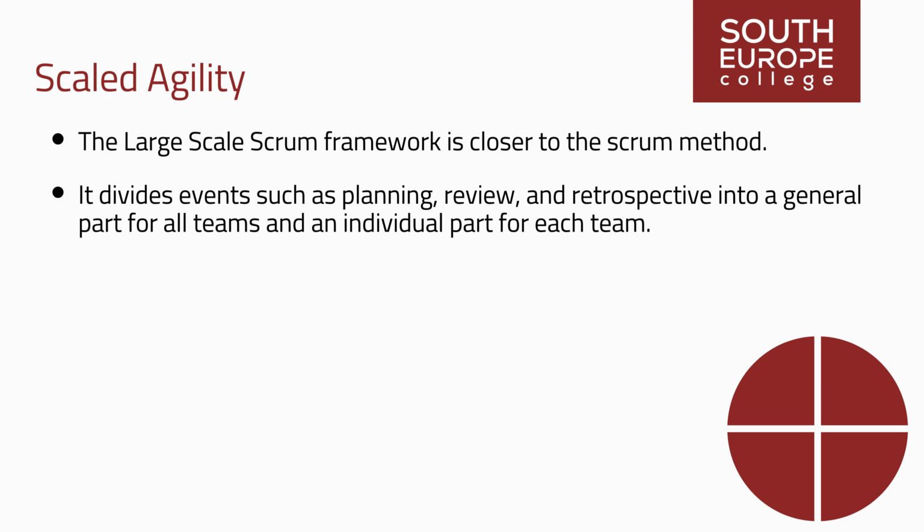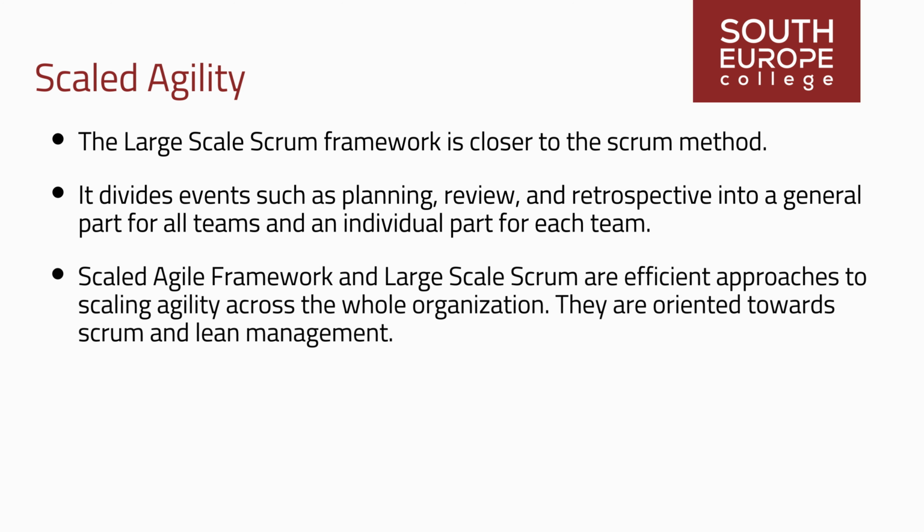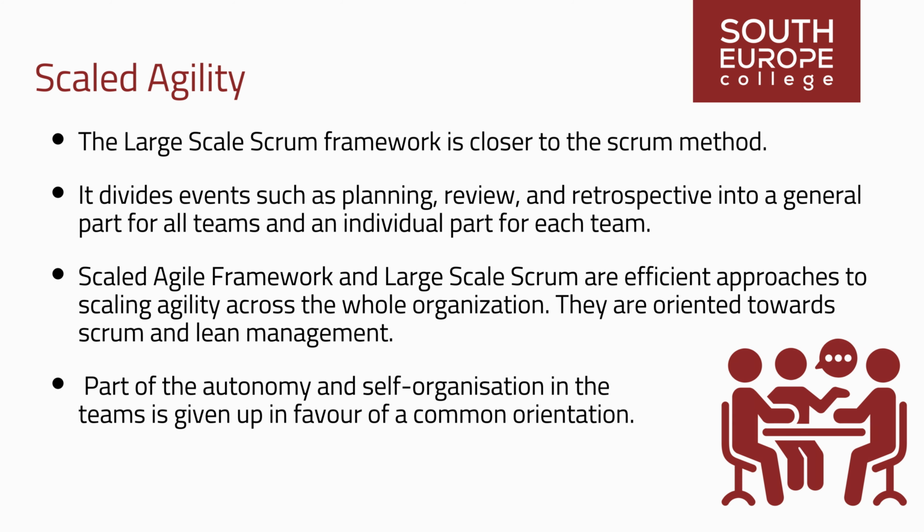It divides events such as planning, review, and retrospective into a general part for all teams and an individual part for each team. Scaled Agile Framework and Large-Scale Scrum are efficient approaches to scaling agility across the whole organization. They are oriented towards Scrum and lean management. Part of the autonomy and self-organization in the teams is given up in favor of a common orientation.